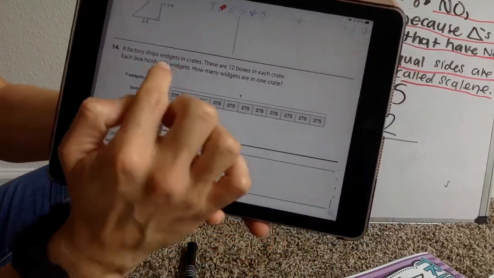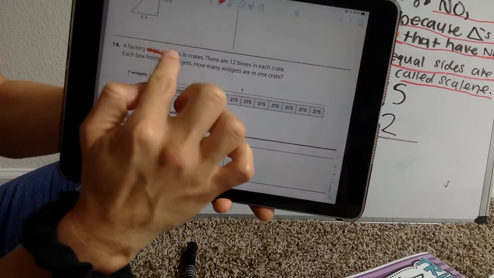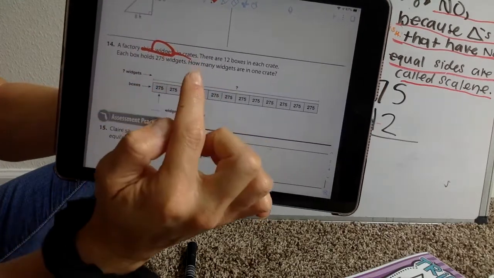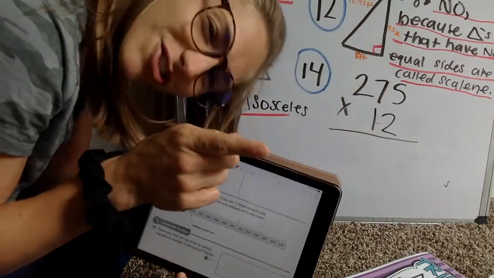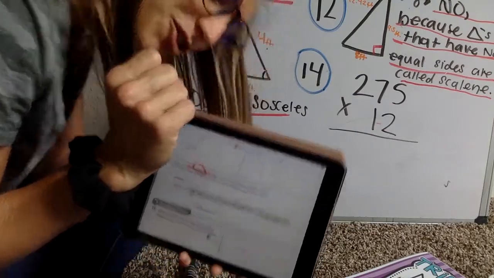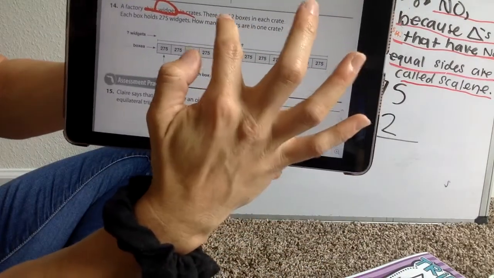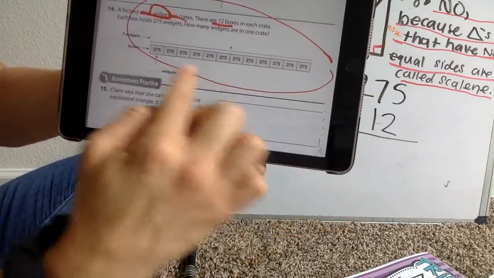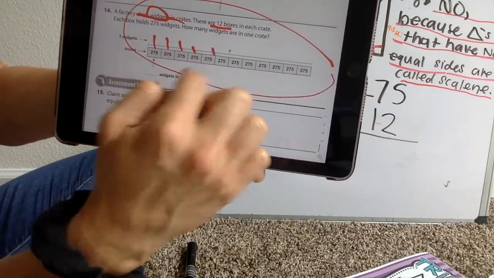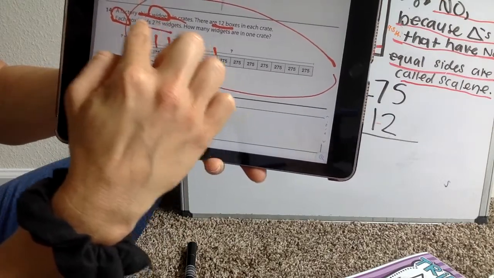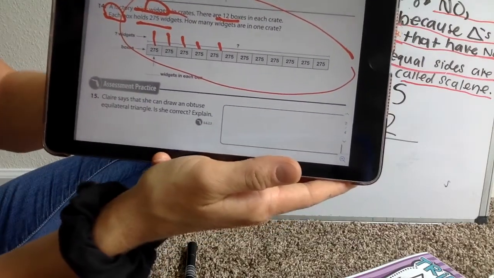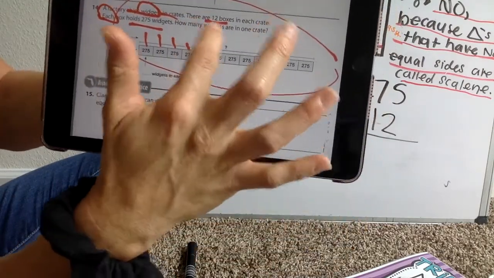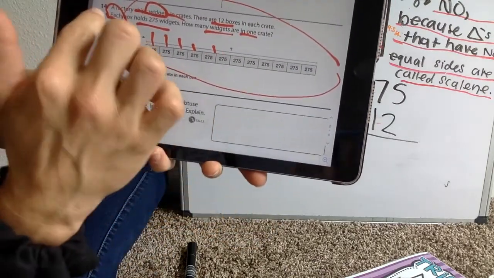It says a factory ships widgets. What's a widget? In crates. If you can Google and do some research and tell me what a widget is, I'll give you some extra credit. Alrighty. There are 12 boxes in each one of these crates. Okay, so this is the whole crate right here. And here's all the 12 boxes. Each box holds 275 widgets. How many widgets are in one of the crates?